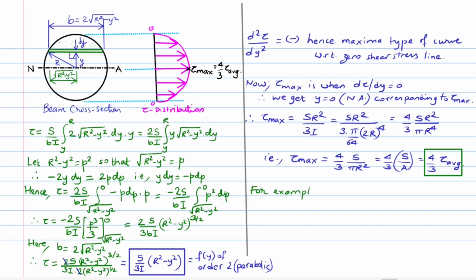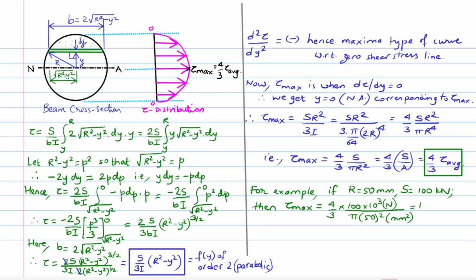If, for example, we assign the radius of the cross section of the beam as 50 millimeters and the maximum shear force as 100 kilonewtons, then the maximum shear stress is found to be 16.97 megapascals.